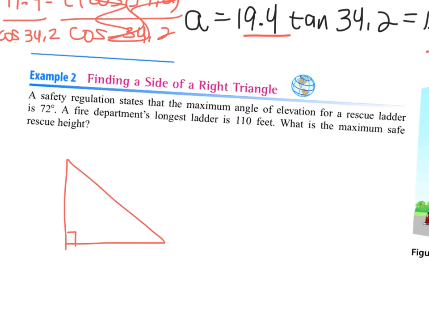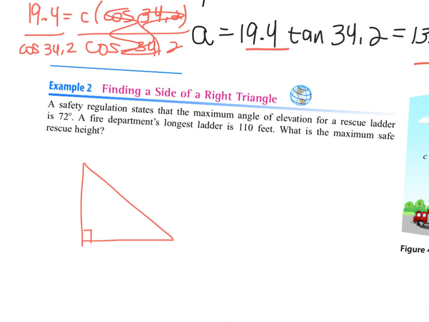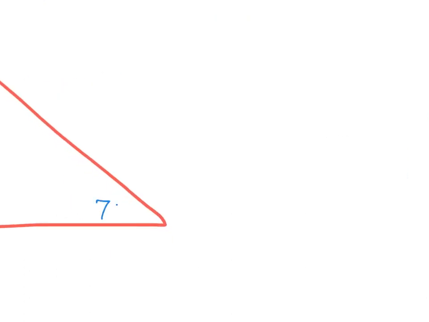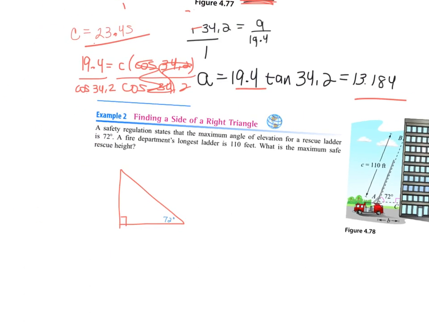And I'm going to read. It says a safety regulation states that the maximum angle of elevation, what does that mean? Height, up and down. So an angle of elevation, are you on the ground looking up or are you on the top looking down? On the ground looking up. Good. So the angle of elevation for a rescue ladder is 72 degrees. So I already know that one of my angles is 90. So which one is the angle of elevation? The one on the right. So this is 72 degrees, correct?